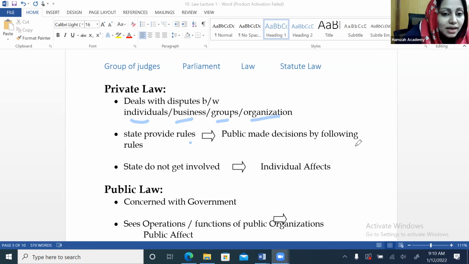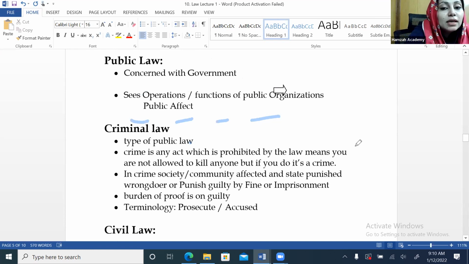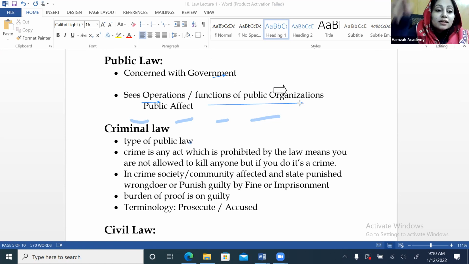Now, what is the public law? Public law is concerned with the government, the operations and functions of public organizations. Why? Because it affects the general public as a whole. Something which will affect a small number of people will be part of private law. Something which affects a large number of persons will be called public law.